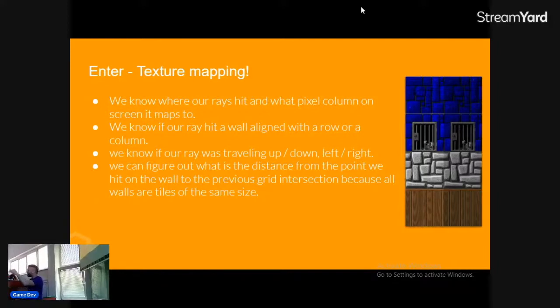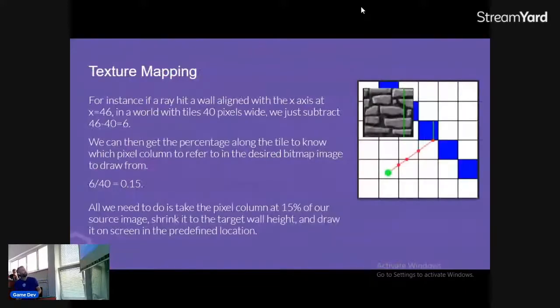So the grid has a fixed size, okay? So if a grid line begins here and I hit there, I know what's the distance from where I hit to the beginning of the tile. I know this, okay? So if I know this, I can work out the percentage of the ray within the tile. So I can work out the percentage of the pixel that I have to sample within the image. Okay. So that's what's known as texture mapping.